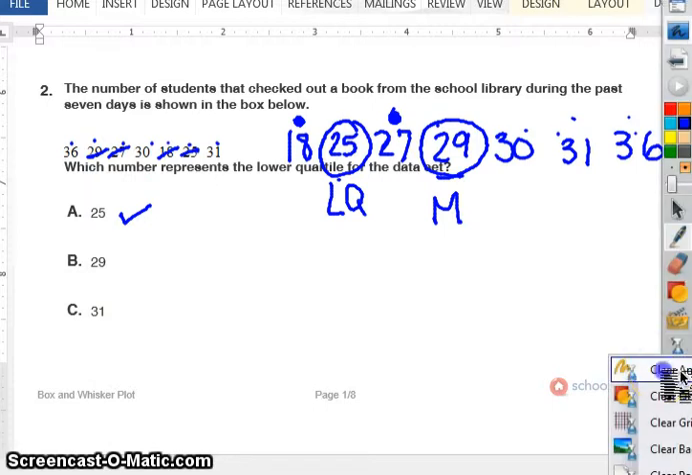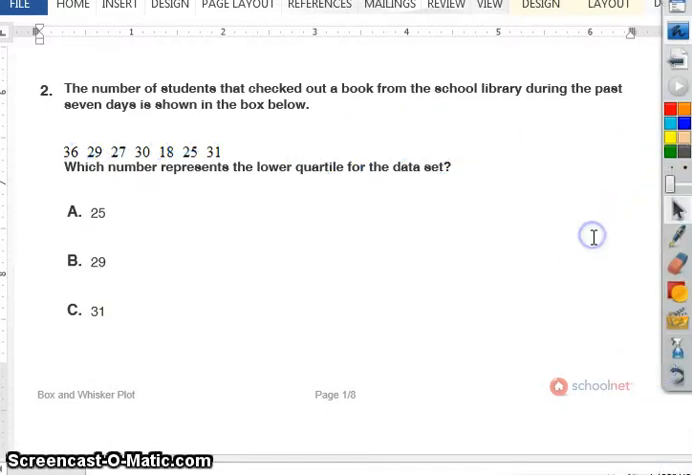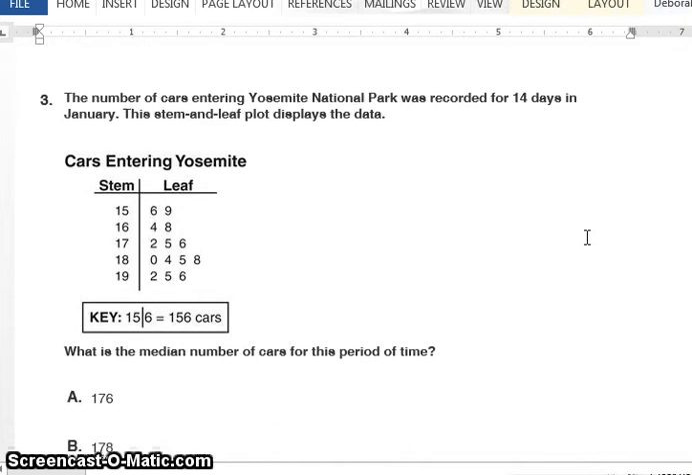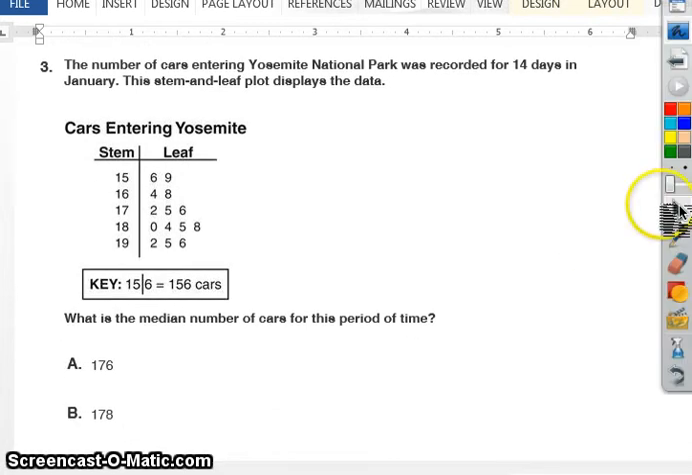Next question. Number 3 says the number of cars entering Yosemite National Park was recorded for 14 days in January. This is a stem and leaf plot that displays the data, and it says 15 line 6 means 156 cars. What is the median number of cars for this period of time?